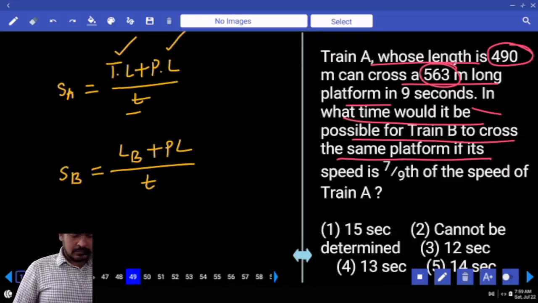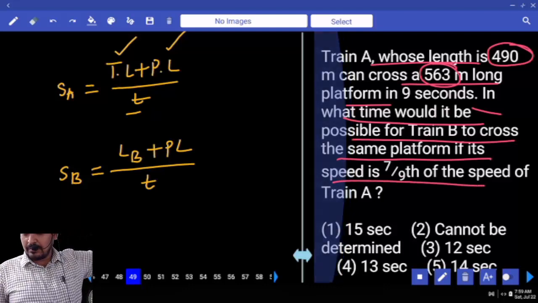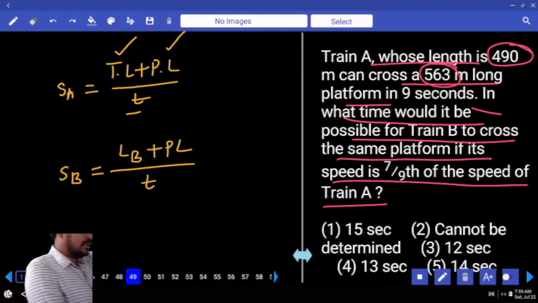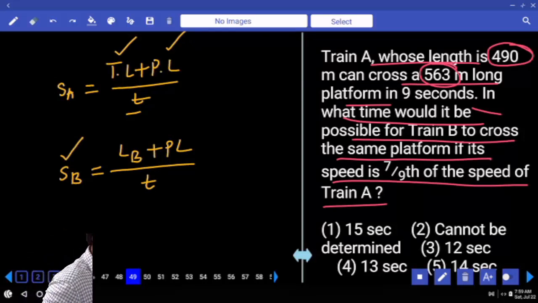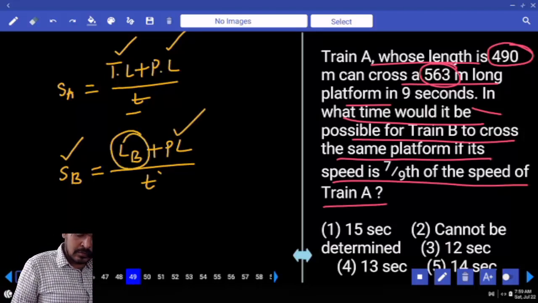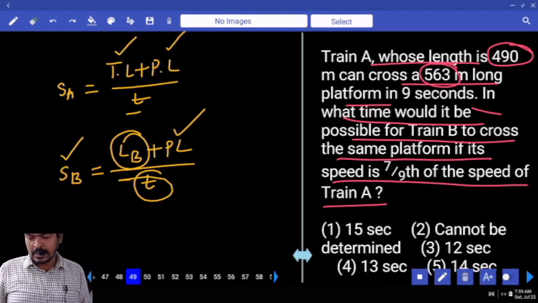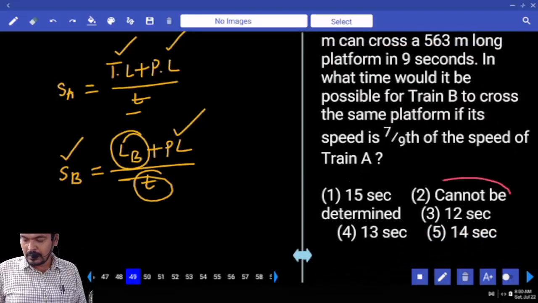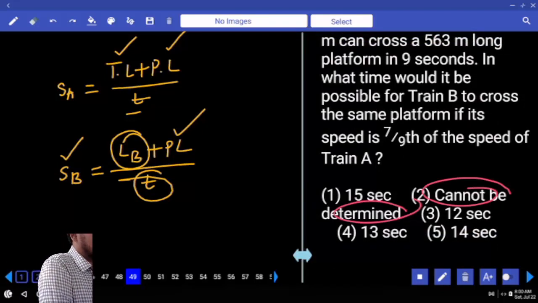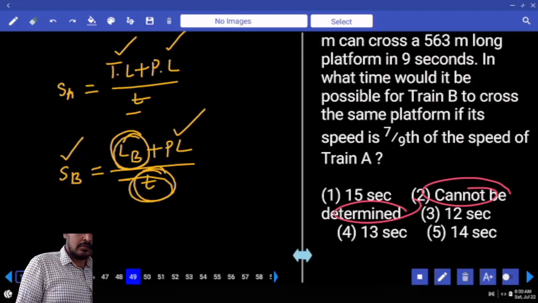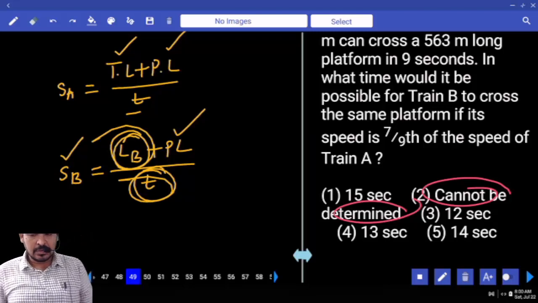In the first one we already know the speed of train A. What is the second point here? Its speed is 7 by 9th of the speed of train A. Already we know the speed of train A, then we get the speed of train B. Is this given? Yes. Next, platform length also given. How many unknowns are there? 2 unknowns. What is the answer? Cannot be determined, because we don't know the length of train B. If the length of train B was also given, we would get the time value. But here there are 2 unknowns, so the answer cannot be determined.